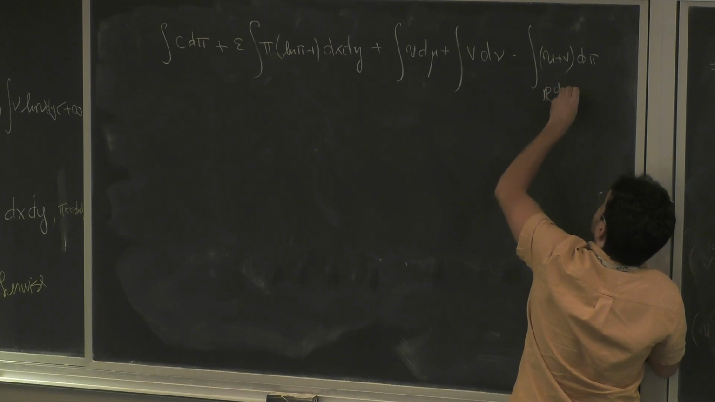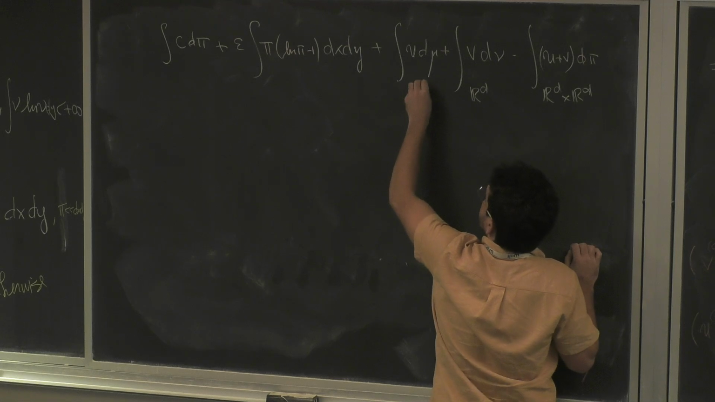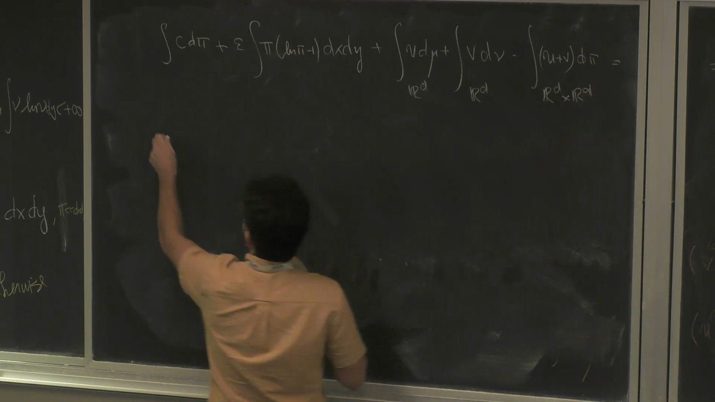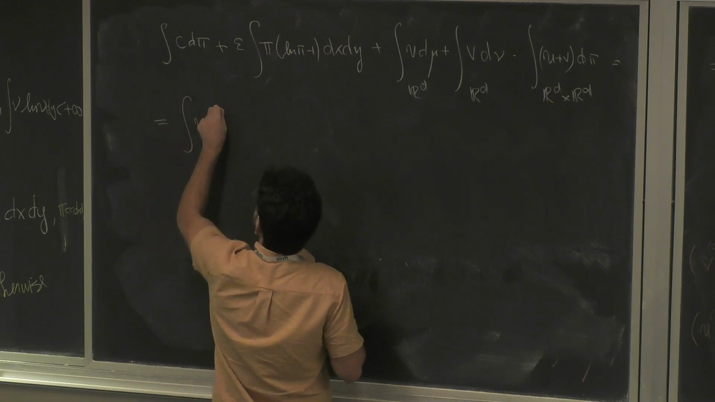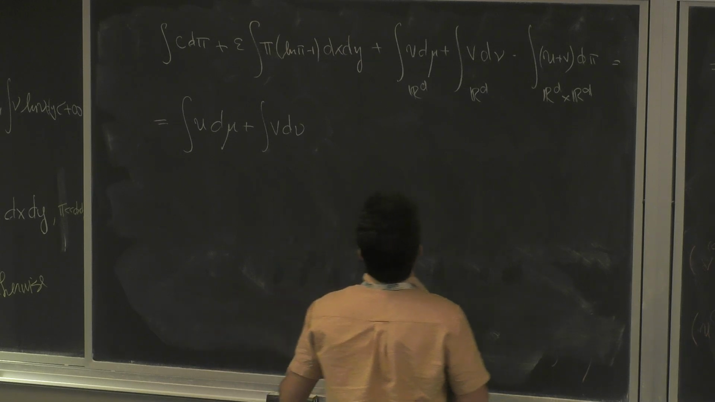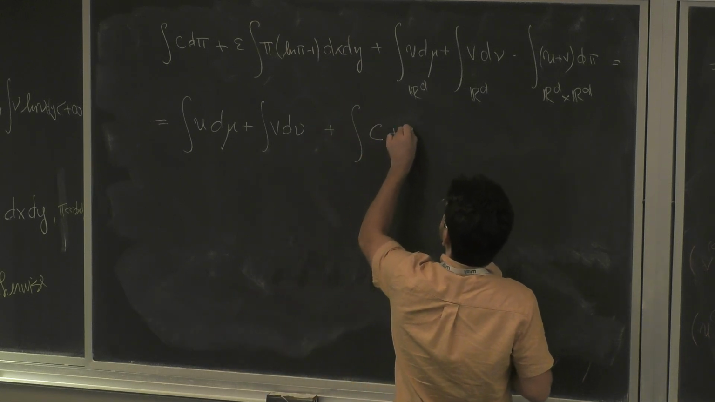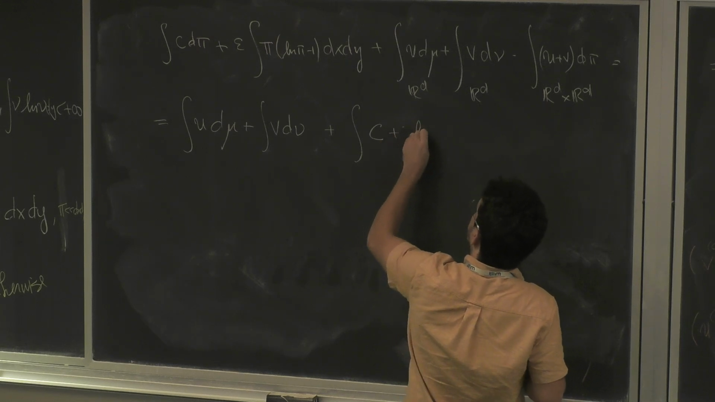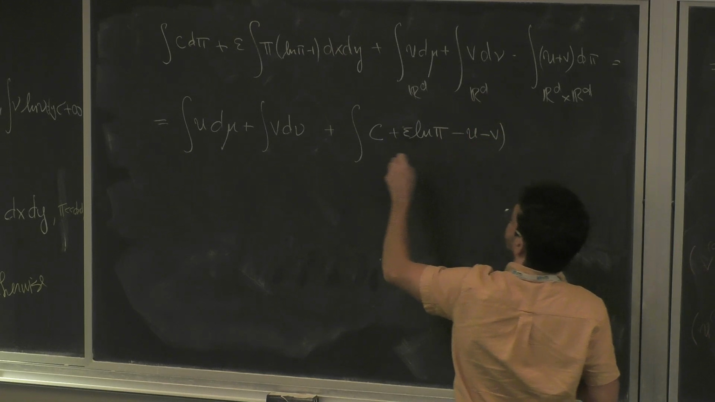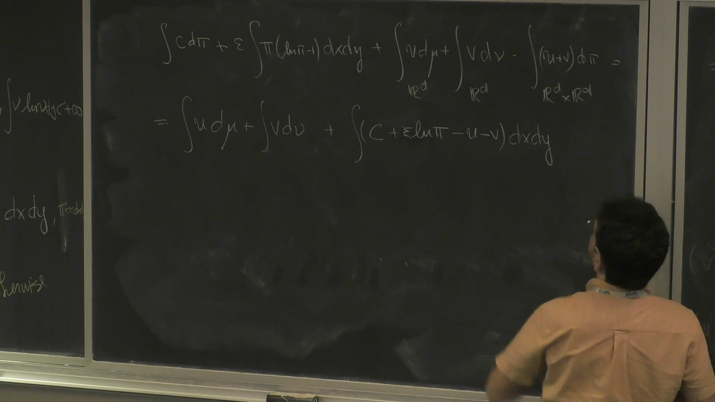But now, instead of optimizing, what I'm going to do is the following. I'm going to take everything that depends on pi and put it together, and everything that does not depend on pi, I'm going to leave out. So this is going to be plus c plus log pi with an epsilon minus u minus v, dx dy. And I guess that's it.